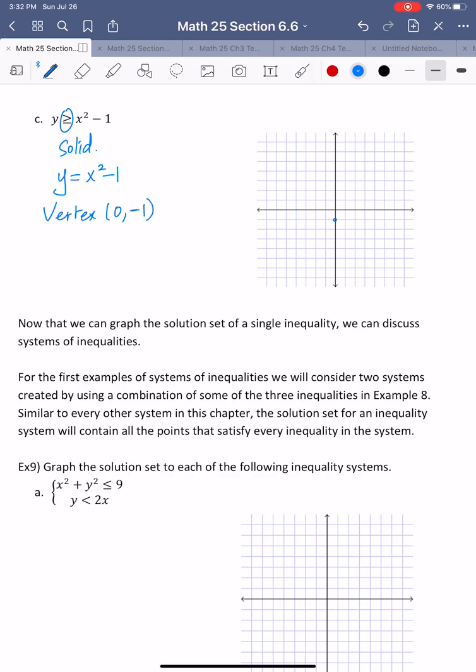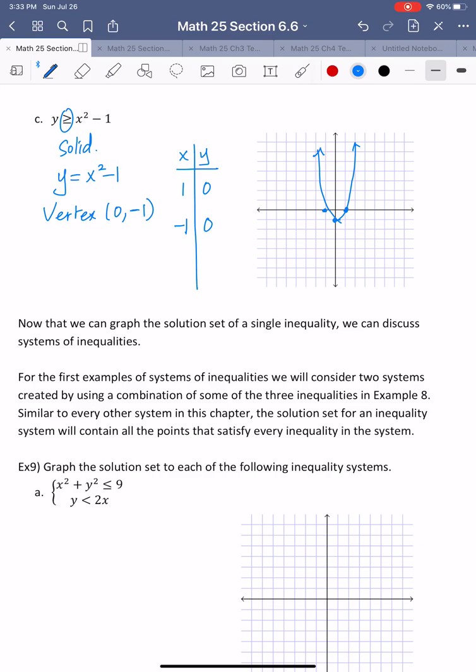You can use a table if you want. From 0, 0, maybe 1 and negative 1. Plug it in: 1 squared minus 1 is 0, and negative 1 squared minus 1 is also 0. So you get 1, 0, sorry, and then negative 1, 0. And then it's a solid, so I just need to make it solid. Okay? And then test point.